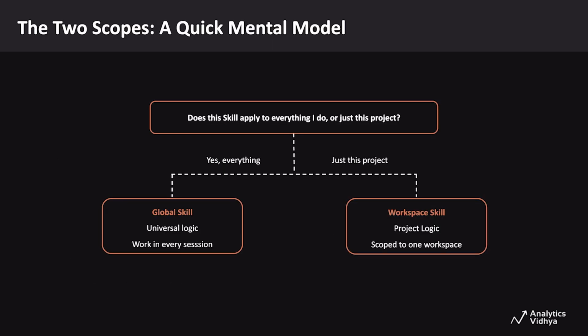The first question you should ask when deciding between a global or workspace skill is, does this skill apply to everything I do or just one specific project? If it is universal and applies across all projects, it is a global skill. If it is tailored to a specific project, it is a workspace skill.